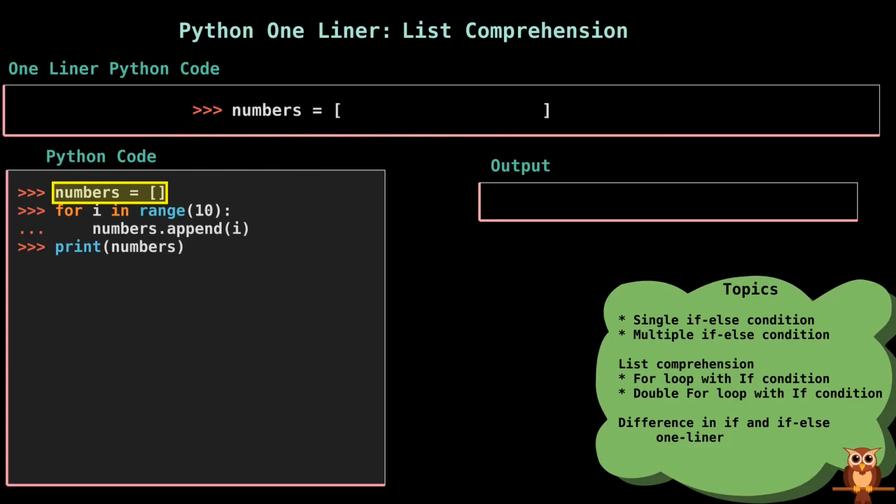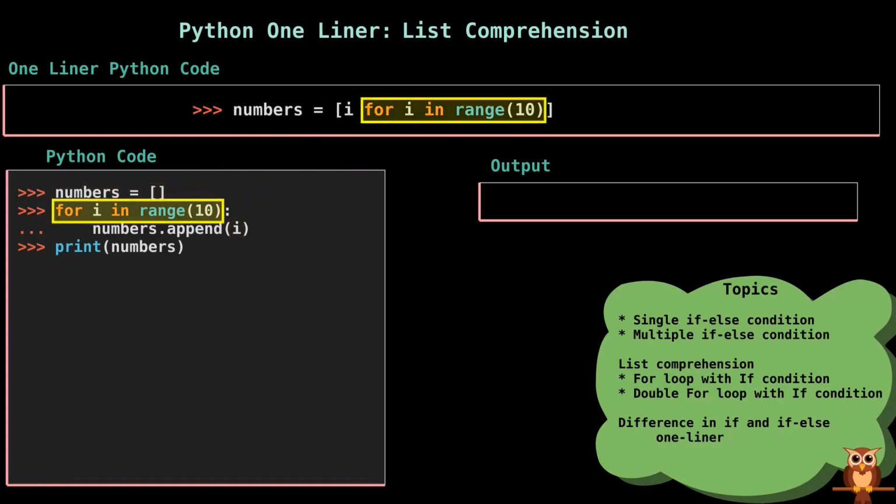You can represent a for loop as one-line Python code in a list or a dictionary, and this one-liner expression is known as list comprehension. List comprehensions can contain complex expressions and nested functions.